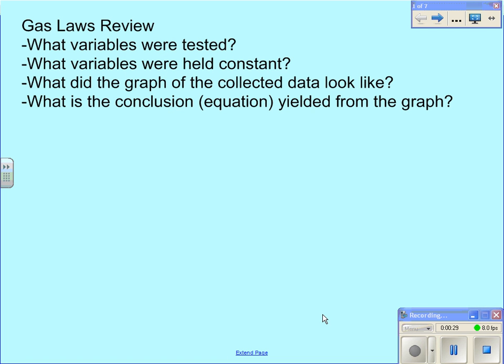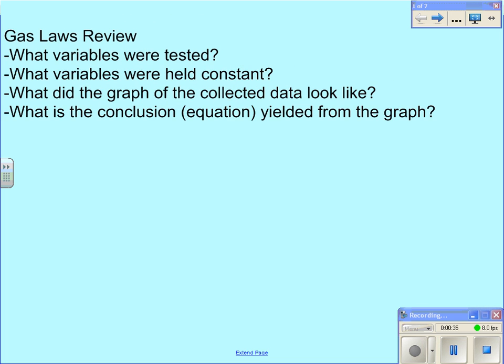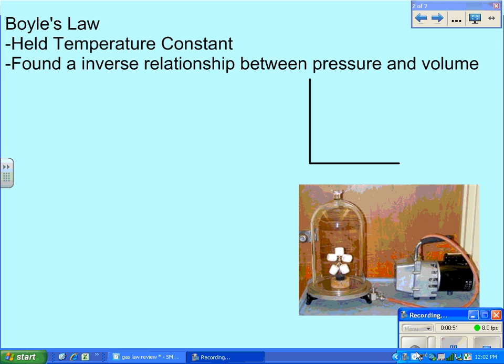What I'm going to run through here is what the gas laws are, what their names are, what variables were tested, what variables were held constant, what the graph of the data would look like, and what conclusions could be drawn from that graph, i.e. what equations we end up using in chemistry.